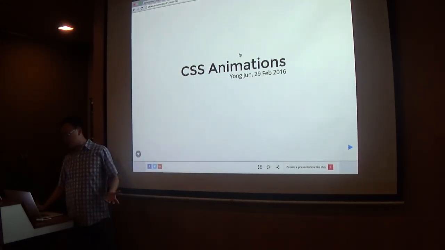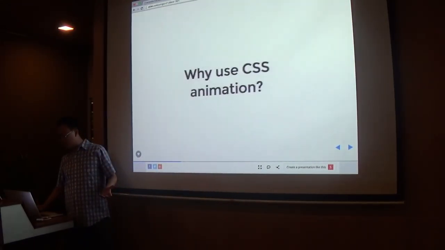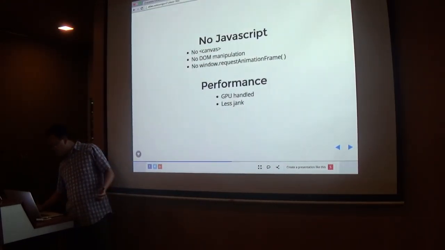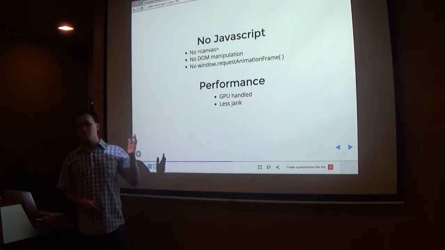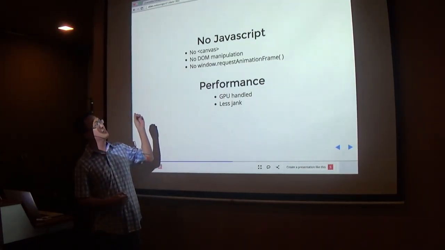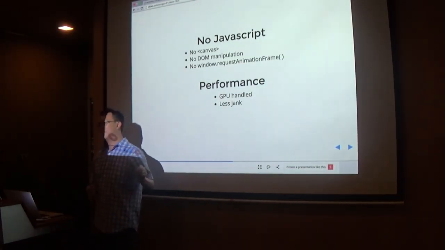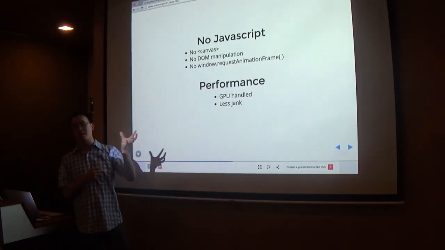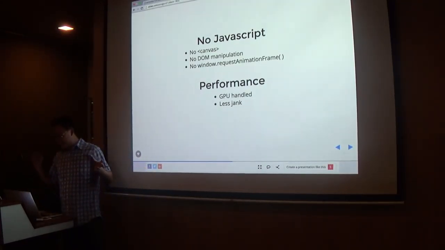Huijin explained why we want to do CSS animation. One is, you don't need to use JavaScript. That makes life a lot easier. You don't need to do window.requestAnimationFrame, then calculate every single frame what to do with the DOM manipulation at every single frame. Then it's also GPU handled, less jank.